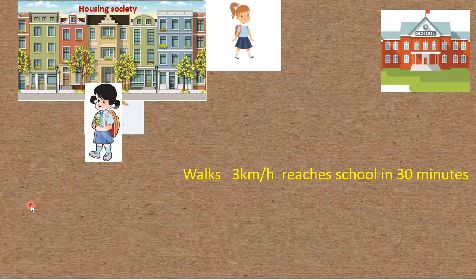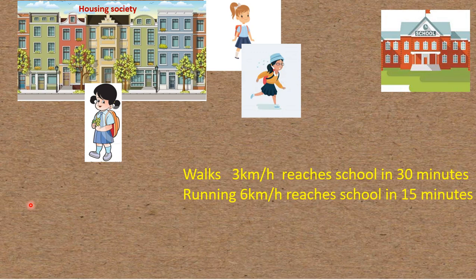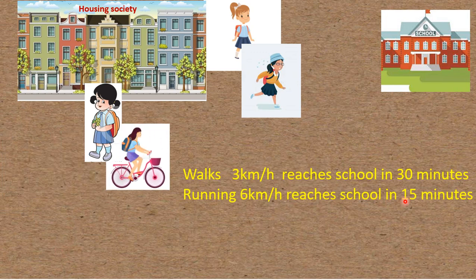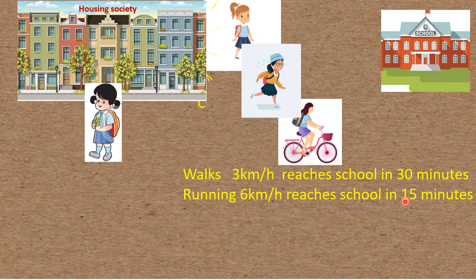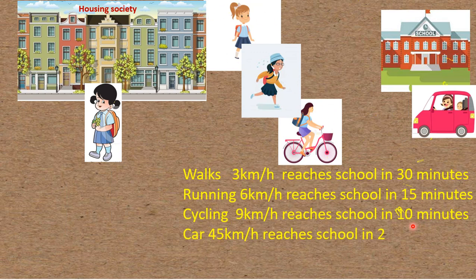When she runs at 6 km per hour, that means at a speed of 6 km per hour, she reaches school in 15 minutes. Another one, when she cycles at 9 km per hour, she reaches school in 10 minutes. Whereas when she uses a car, with a speed of 45 km per hour, she reaches school in 2 minutes.